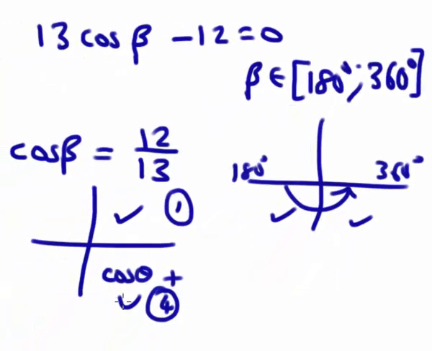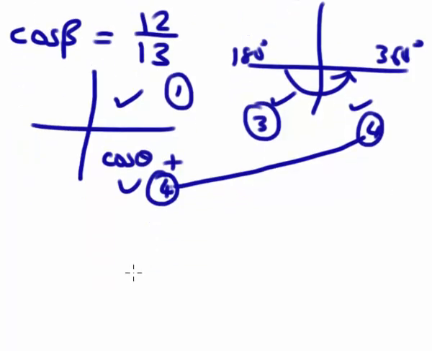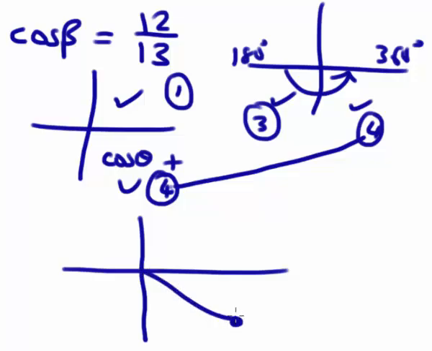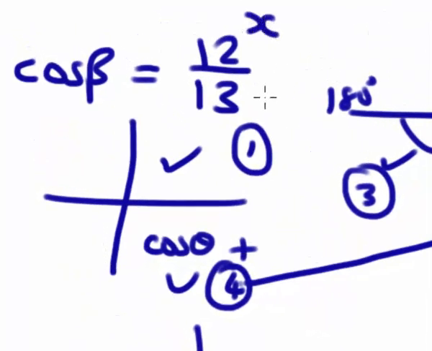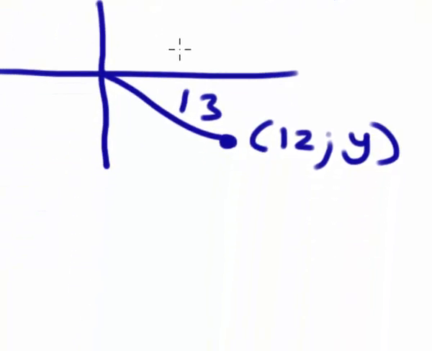Well, what conditions are met? That's quadrant 4, quadrant 4, quadrant 3. Clearly, the conditions are met in quadrant 4, so you can then, as we did in grade 11, put a little diagram in quadrant 4, and cos is x over r, so the x value is 12, the radius is 13, and the y is not known. And this would be for the angle beta.